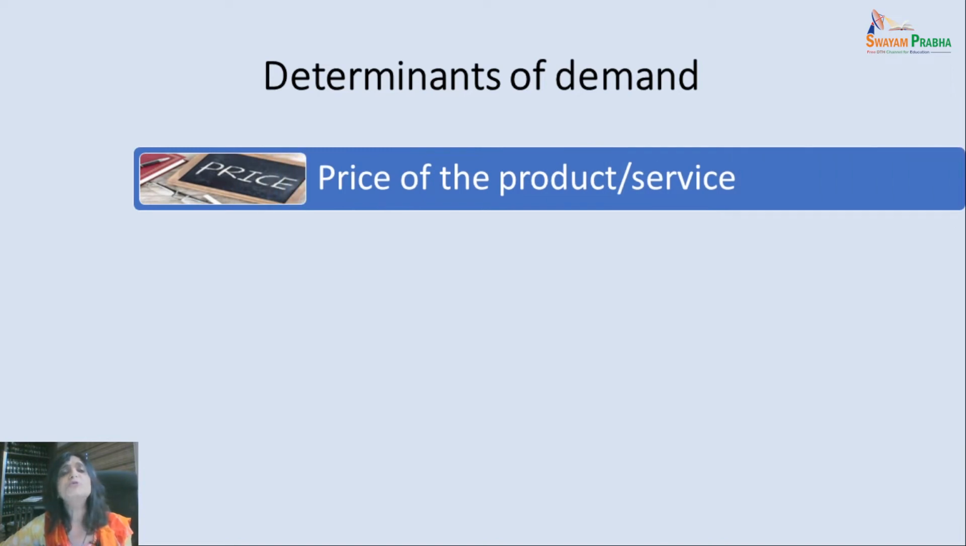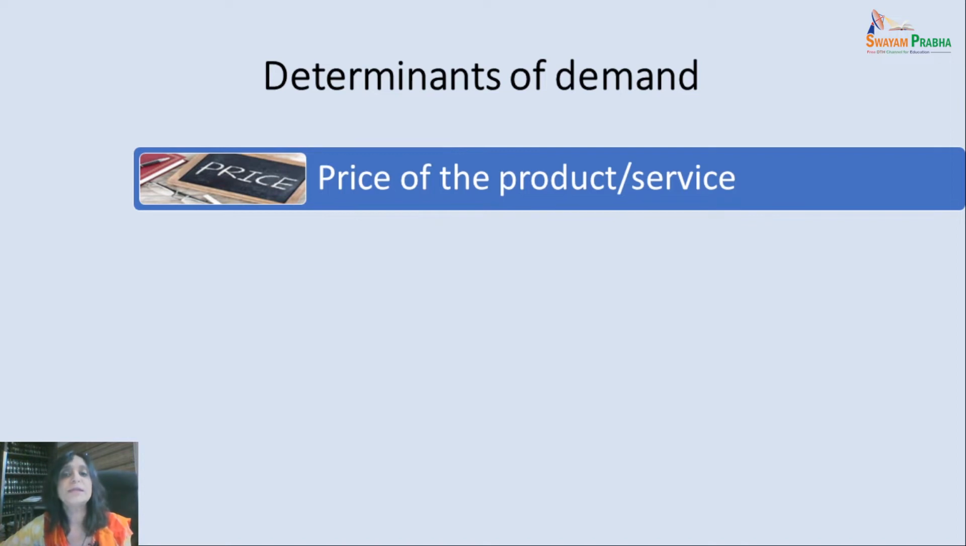One of the most important determinants of demand of any product or service is its price. We have just seen in the definition that how many units of a good or a service a consumer is willing to buy, backed by ability to buy, will be determined by the price of the product. What is the cost of the product?